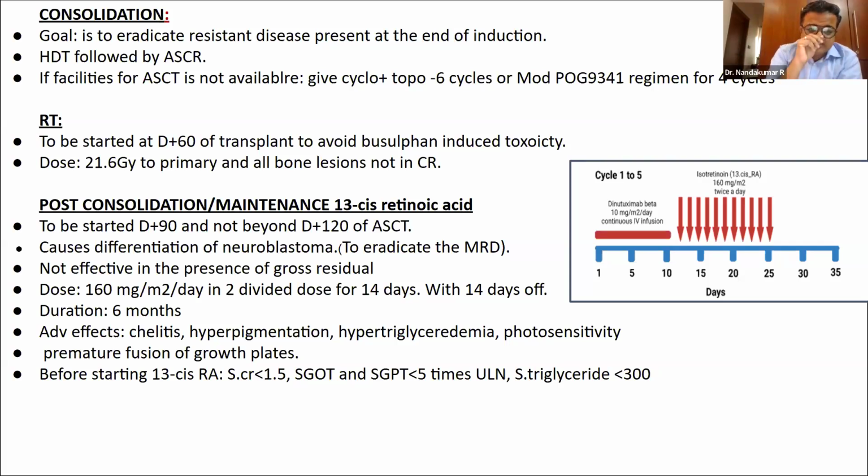So here the dose that we recommend is 160 mg per meter square per day, which is usually given for 2 weeks on, 2 weeks off. You give for 6 cycles. And when you're giving retinoic acid, you should be bothered about your calcium, your lipid profile, and look for cheilitis. If you have cheilitis, you're supposed to give your vitamin E application. Look for hyperpigmentation and also for your growth plate fusion. The next important thing is you monitor for transaminitis, and if it is significantly high, your dose adjustment has to be done. So this is with regard to your retinoic acid.